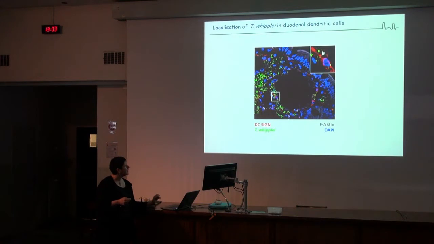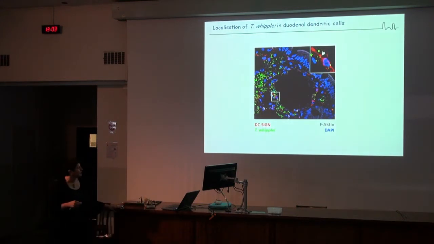And we have a look at the distribution of Whipple bacteria within the dendritic cells of the duodenal mucosa. This is in fluorescence, where the nuclei are blue, gray is the skeleton of the cells, green is the bacterium, red is DC-SIGN as a marker for immature dendritic cells, and we see that the bacterium can be found in the immature dendritic cells of the lamina propria.